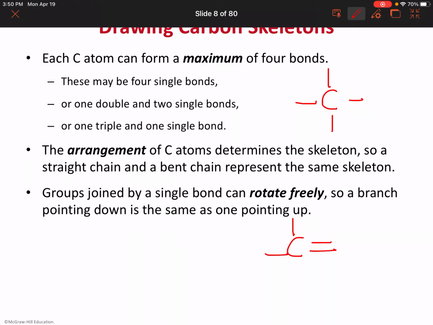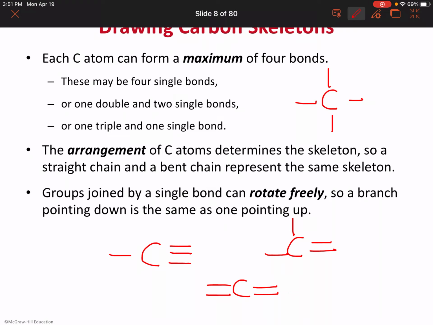Or you can have a triple bond. 1, 2, 3 and then another one. Like that. So carbon can form 4 bonds. It could be 4 single bonds, 1 double and 2 single, or 1 triple and 1 single. Or you can have it like this, 2 double bonds. Also another option. Carbon has 4 bonds now.